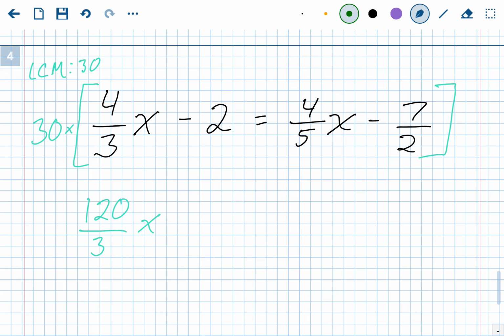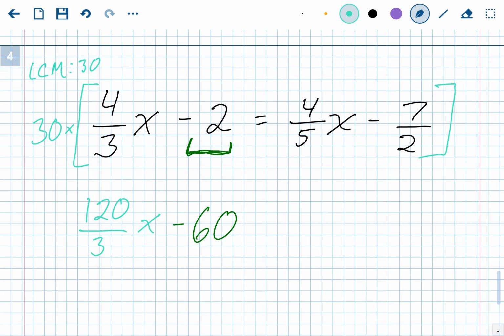Now a lot of people forget this next one. You're multiplying every single term. That includes the 2, even though it's not a fraction. If you're multiplying an entire equation, you have to multiply every term by that number. You can't leave one out. So we do have to multiply the 2 by 30. 2 times 30 is 60.